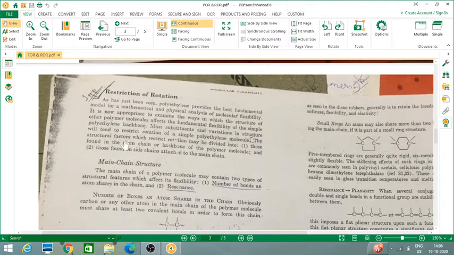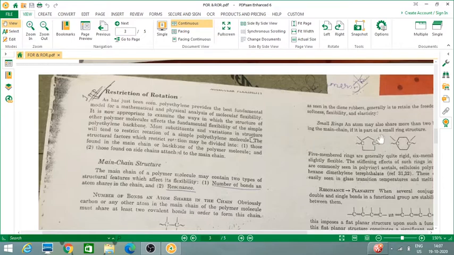The structural factors which restrict rotation may be divided into those found in the main chain or backbone of the polymer molecule and those found on side chains attached to the main chain. So, what are we studying? Structural factors which tend to restrict rotation of a simple polyethylene molecule. These are divided into two types. Number one, those found on the main chain, that is the backbone chain, and number two, those found on the side chain attached to the main chain.